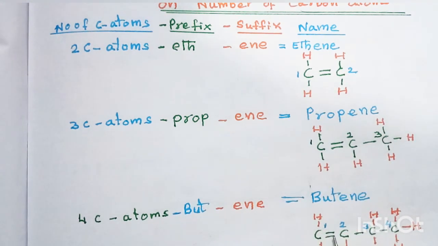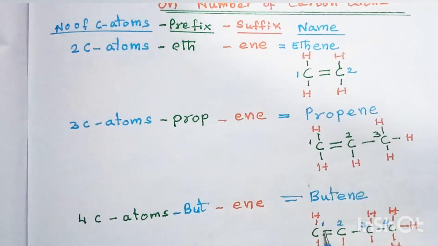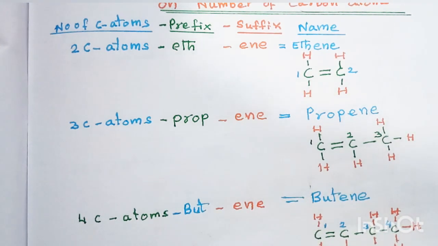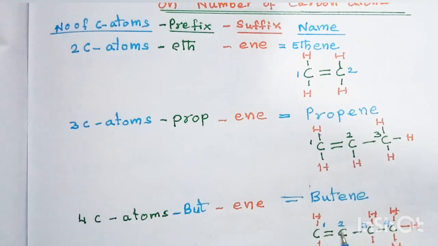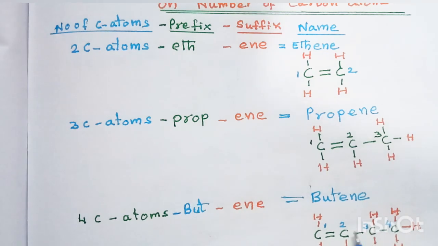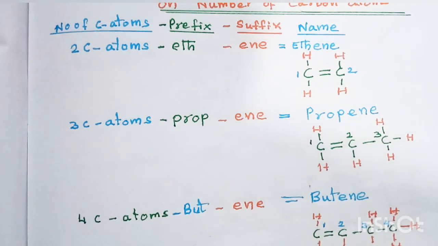First carbon already has a double bond with another carbon atom. So it needs 2 more hydrogens. So it will have 2 hydrogen atoms attached to it. The second carbon has a double bond and a single bond with carbon atoms. So it needs 1 more bond. So 1 more hydrogen is attached to it.